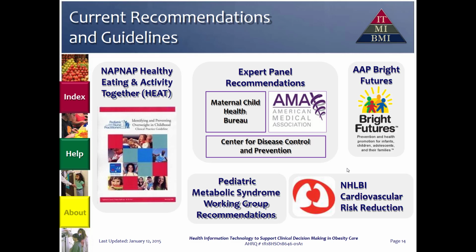So a variety of professional organizations have published guidelines and recommendations for us for the prevention and treatment of childhood overweight and obesity. The National Association of Pediatric Nurse Practitioners published early on in 2006 their HEAT guidelines, which were specifically directed at identifying and preventing overweight in kids. A year later, the expert panel recommendations were published in Pediatrics, and this was a group of interdisciplinary collaborators. The Maternal Child Health Bureau, the AMA, and the Centers for Disease Control supported that work.